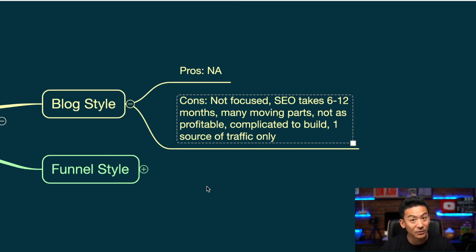It's complicated to build because you have to build it on WordPress, and again, there's just a lot of moving parts, and unfortunately, it's only one source of traffic. That's actually one of the biggest problems, really, is that you're solely relying on Google and the search engines, the SERPs, okay, for people to find your articles, and that's kind of the problem with doing affiliate marketing with the blog style.